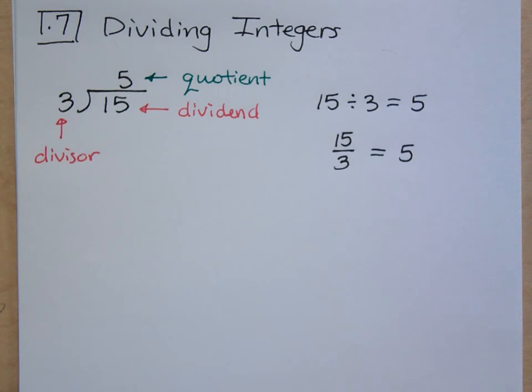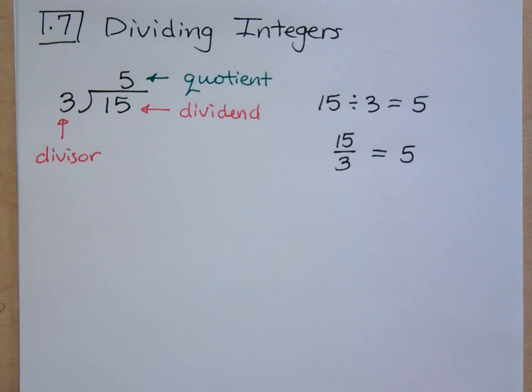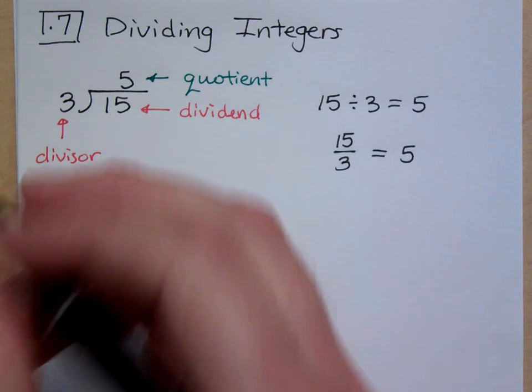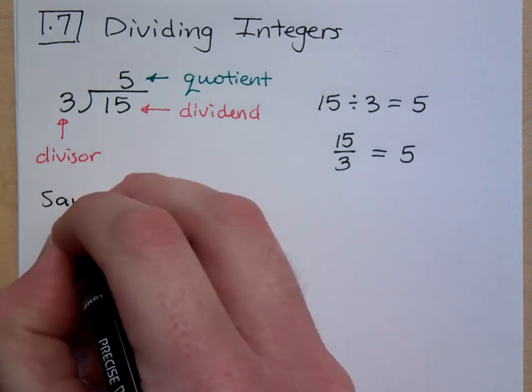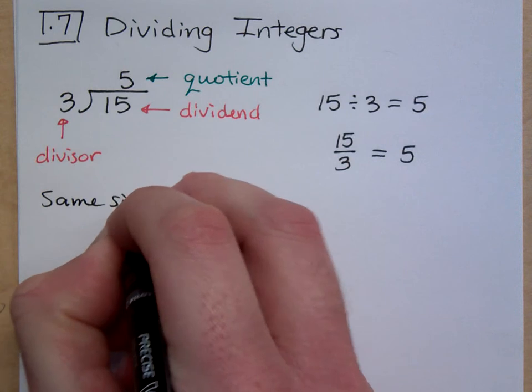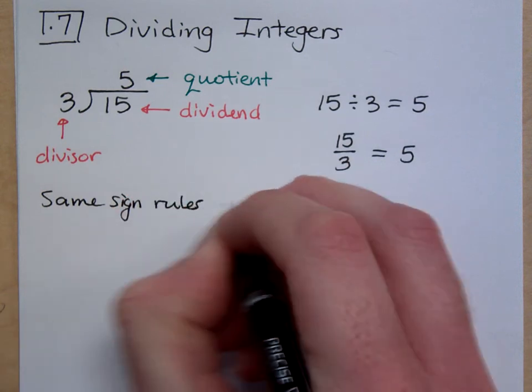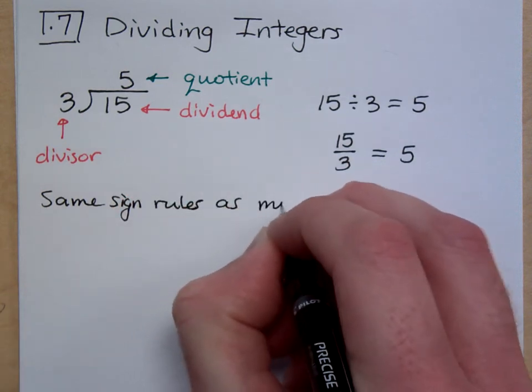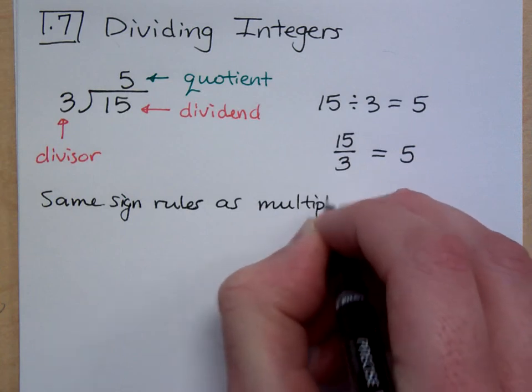The sign rules that we had for multiplication are the same as division. Division is really a form of multiplication, and we'll see that as we work through this semester. So just make the note that we have the same sign rules as multiplication. Do you remember the sign rules for multiplication?